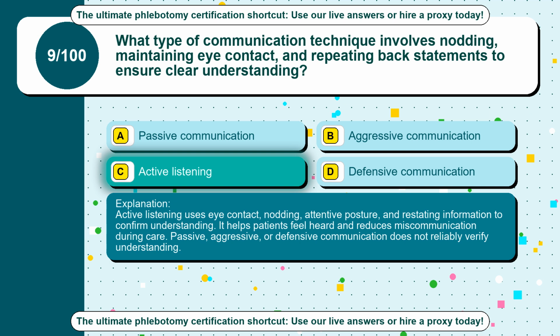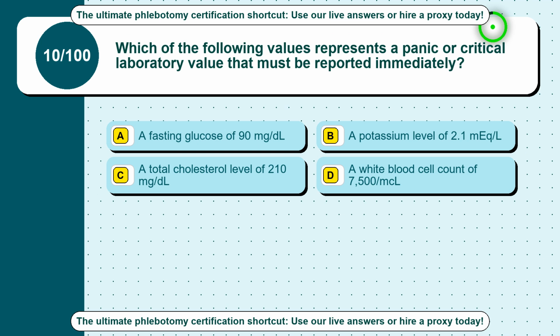It helps patients feel heard and reduces miscommunication during care. Passive, aggressive, or defensive communication does not reliably verify understanding. Question 10. Which of the following values represents a panic or critical laboratory value that must be reported immediately?